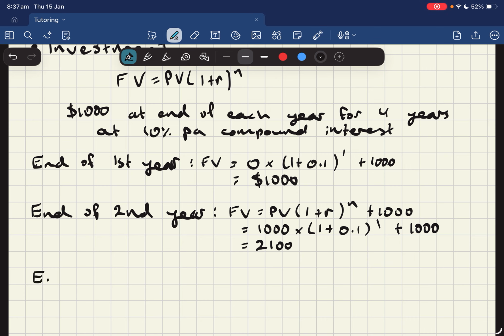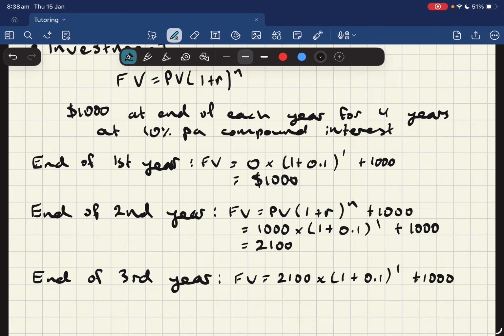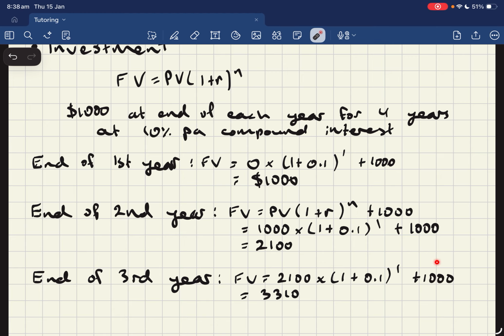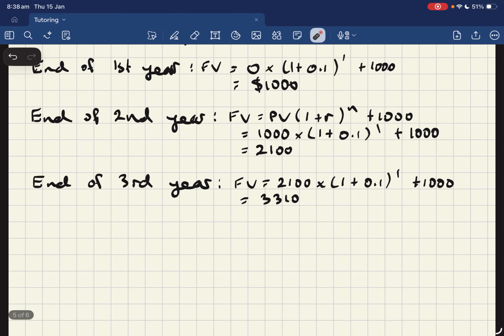And this is going to basically continue on like this. So at the end of the third year, our future value is we are taking my 2,100, we're multiplying it by 1 plus the rate to the power of 1 again, and then we're adding 1,000 again. So now this bumps it up to 3,310. So essentially our money is growing, and it's growing more because we're making these added contributions. That's what separates annuities from what we were doing back in investments and loans. Now, this is one example for an investment.